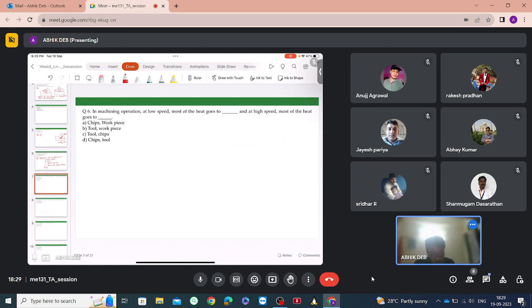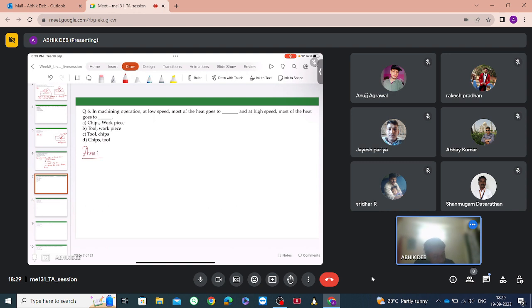So coming to the next problem, in machining operation at low speed, most of the heat goes to which of these: tool, chip, and workpiece. Whatever heat is generated in the machining process is going either to the tool, or to the workpiece, that is the cut or machined workpiece, or the chip. So at low speed, most of the heat goes to which of these, and at high speed, most of the heat goes to which of these. So, which one will be the correct answer?